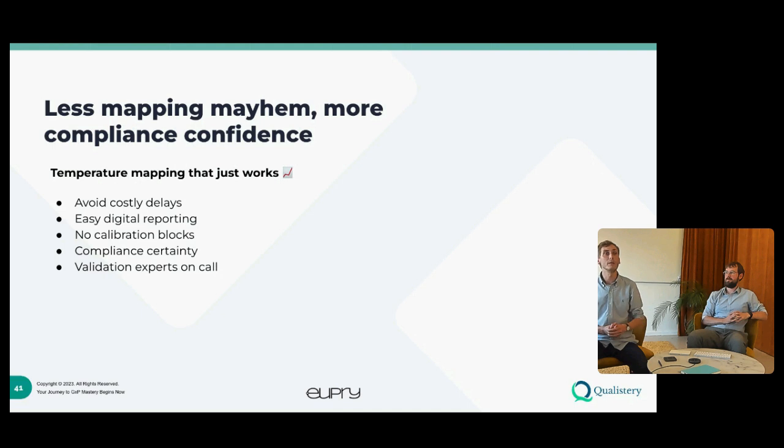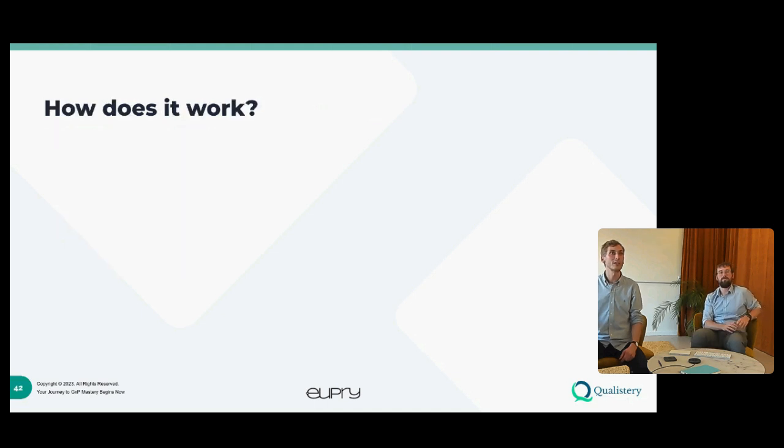There are no calibration blocks because we run a state-of-the-art calibration laboratory here at UPRI. Compliance certainty is a big word, but it's really what this is all about. It's about giving you an experience that just makes you go through that audit and makes it a nice experience. And in the end, you can always call a friend.